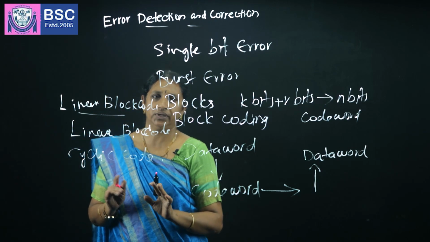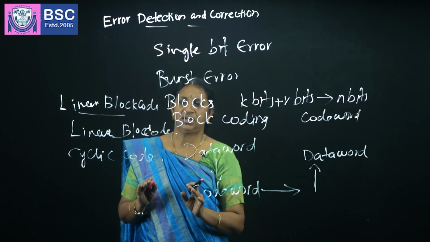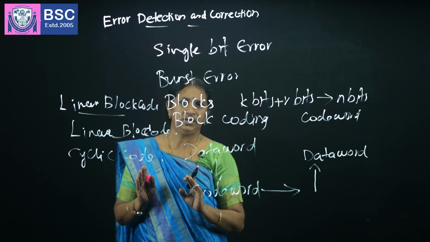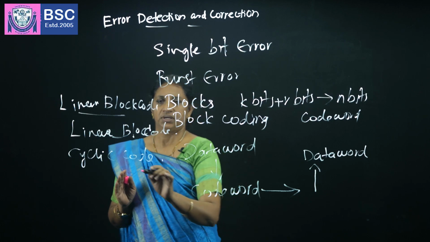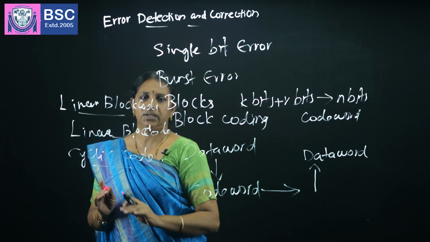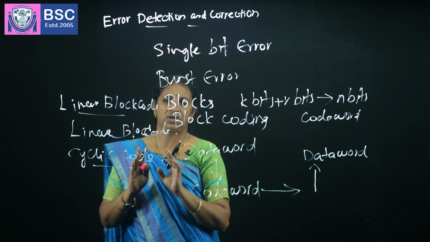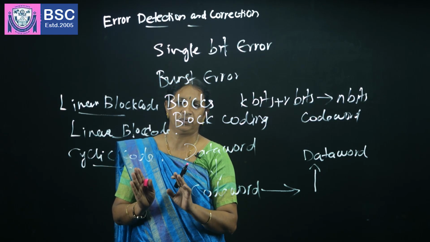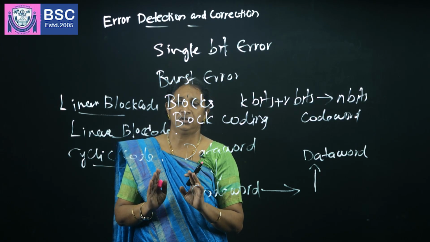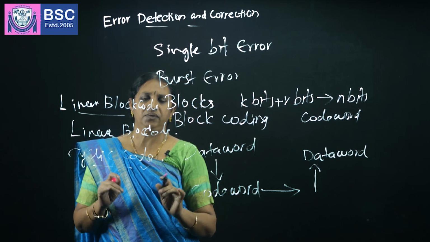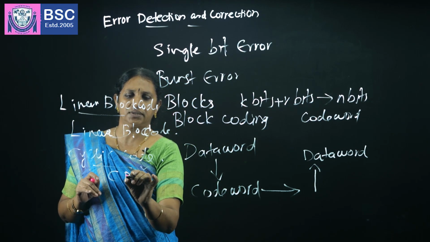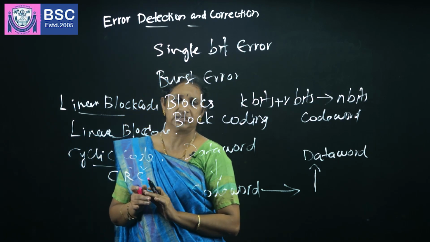But in cyclic coding, a cyclic shift operation of a valid code word creates another valid code word. This is also a linear block code, but this has one additional property, that is, cyclic shifting of a code word creates another valid code word. That is cyclic coding. In cyclic coding, we are using a special mechanism called cyclic redundancy check.